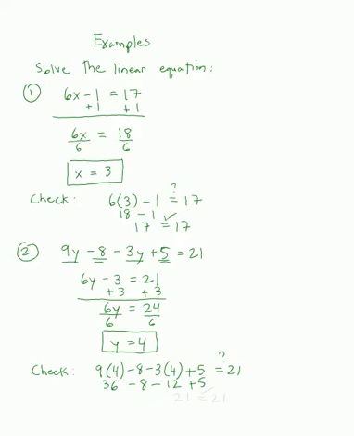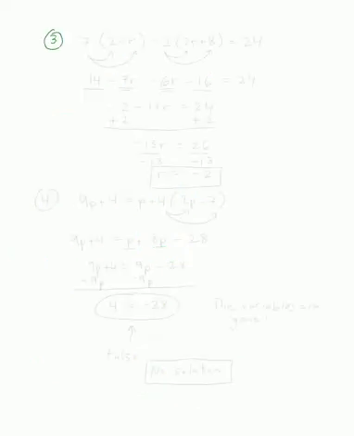And left to right, 36 minus 8 is 28. 28 minus 12 is 16, plus 5 is 21. So I do get the same thing on both sides, therefore the solution checks. Notice it does not take very long to check your answer. Alright, let's do a couple more. We're going to start to get more challenging here.